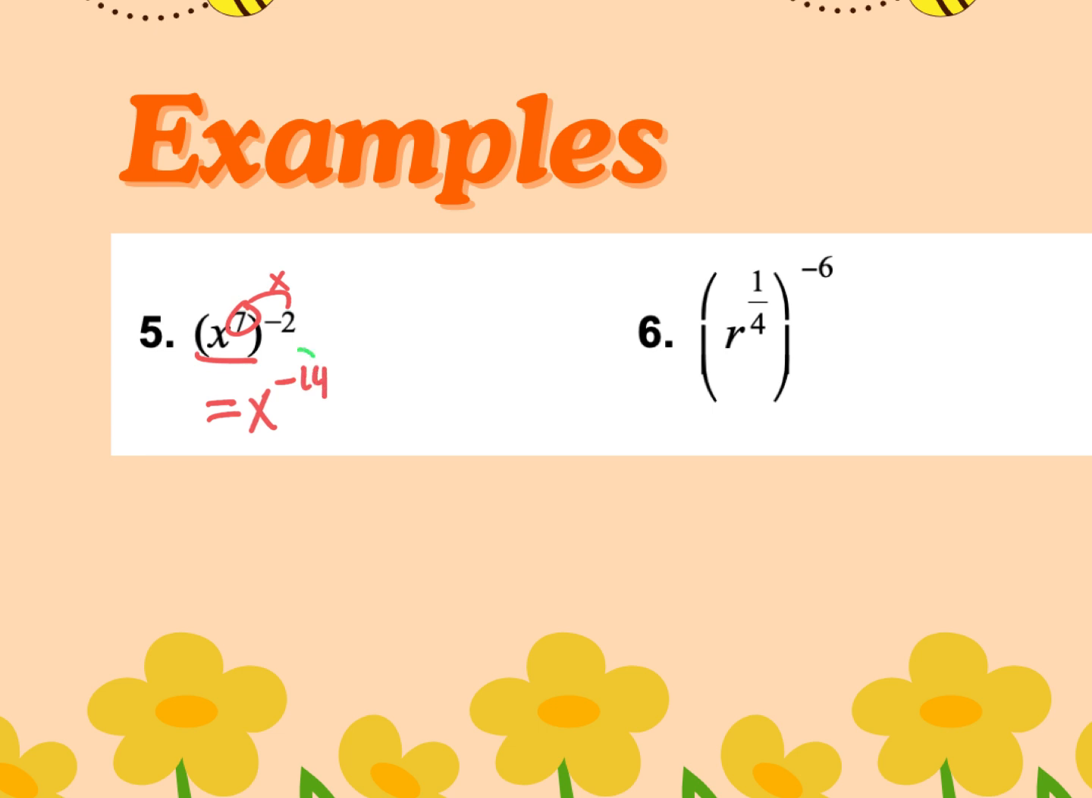But anytime you have a negative in the exponent, you want to bring that whole thing to the bottom. So this is going to get us 1 over x to the 14th. All right, and that's our simplified answer.